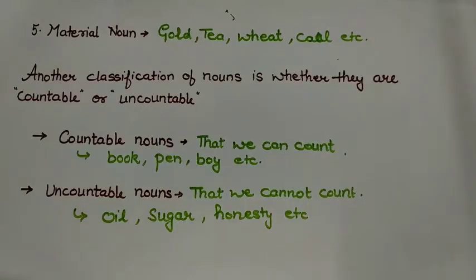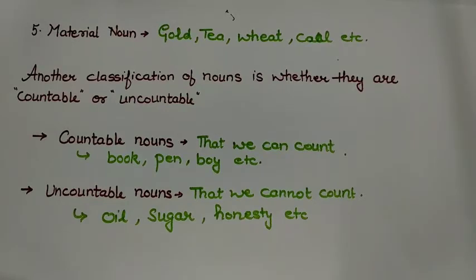After abstract noun, the very rare one to find is material noun. Material nouns are like gold, tea, wheat, coal, etc. That means those words which represent some material come under material noun.